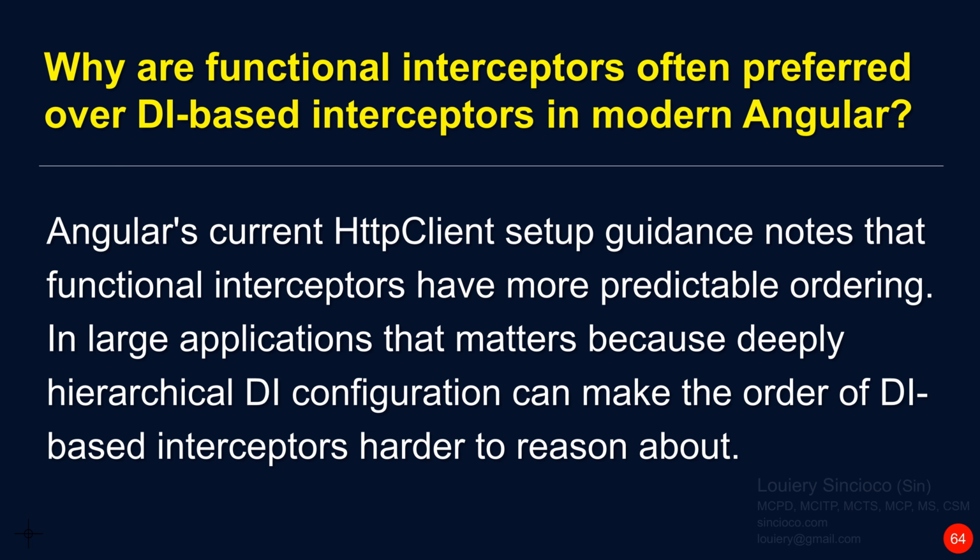Why are functional interceptors often preferred over DI-based interceptors in modern Angular? Angular's current HTTP client setup guidance notes that functional interceptors have more predictable ordering. In large applications, that matters because deeply hierarchical DI configuration can make the order of DI-based interceptors harder to reason about.